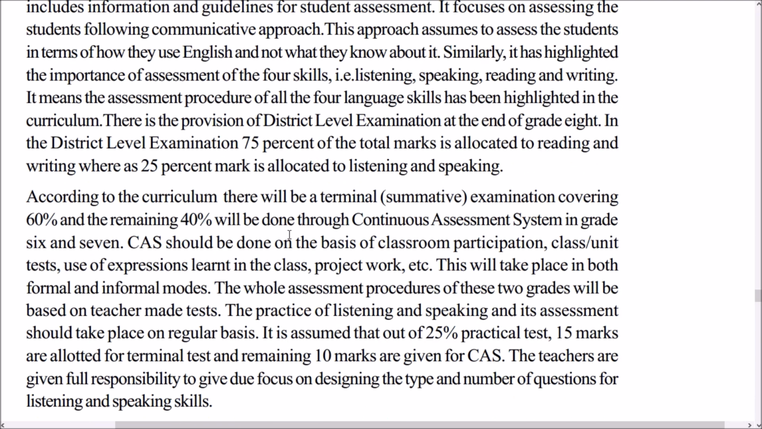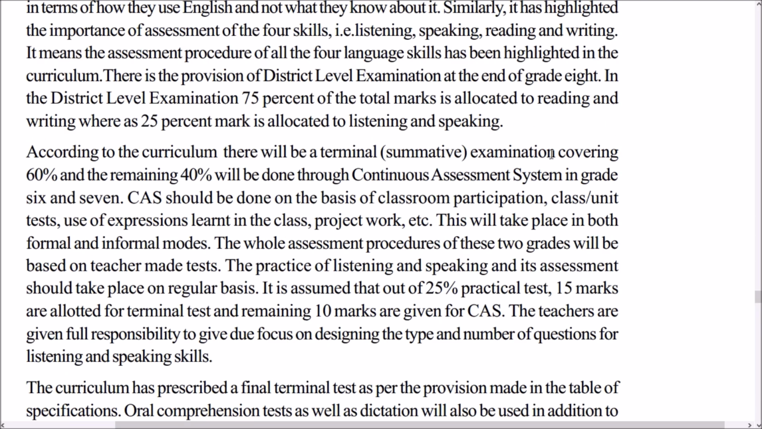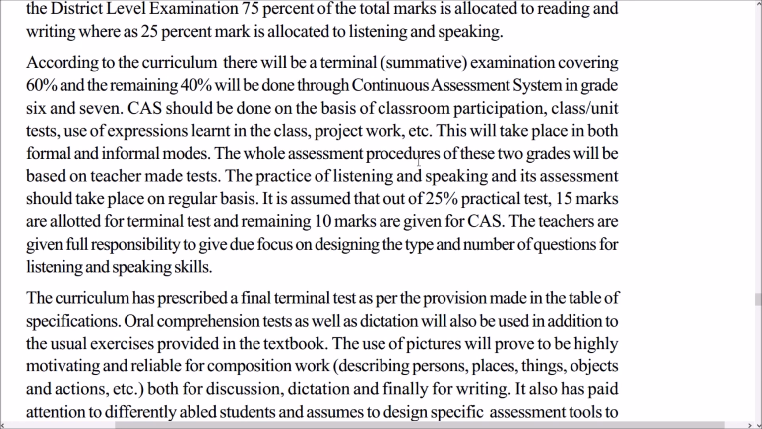According to the curriculum, there will be a terminal examination covering 60%, and the remaining 40% will be done through continuous assessment system in grade 6 and 7. CAS should be done on the basis of classroom participation, plus unit tests, use of expressions learned in the class, project work, etc. This will take place in both formal and informal modes. The whole assessment procedures of these two grades will be based on teacher-made tests.